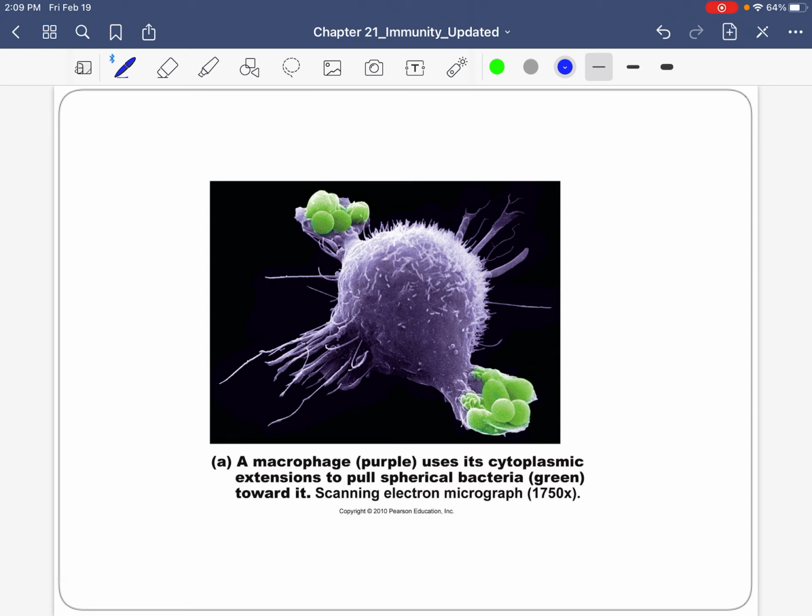Look at this macrophage. It's pretty cool. So we can see that the macrophage is big, the purple little thing, and then it has these specialized extensions that are sticky. So here we have some bacteria that just got too close to the macrophage and they stuck to the little tendrils. And what's going to happen is that macrophage is going to bring those bacteria inside the macrophage to break it down. And then we say, bye-bye, bacteria.